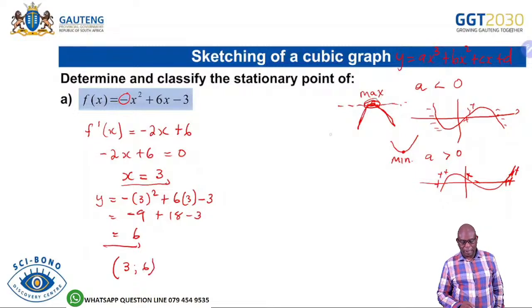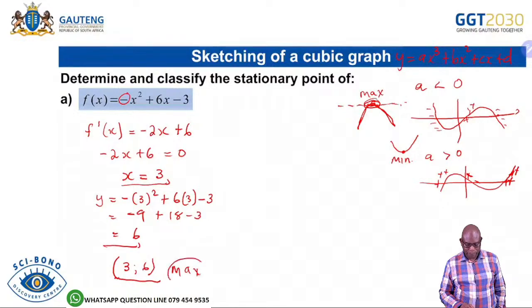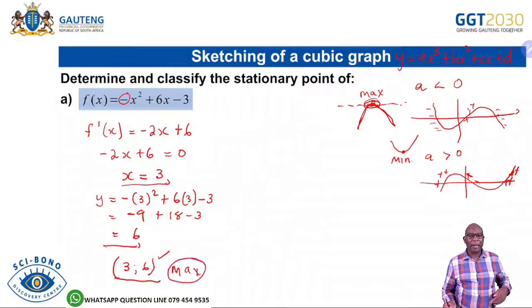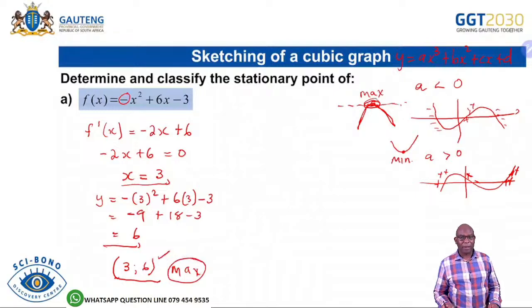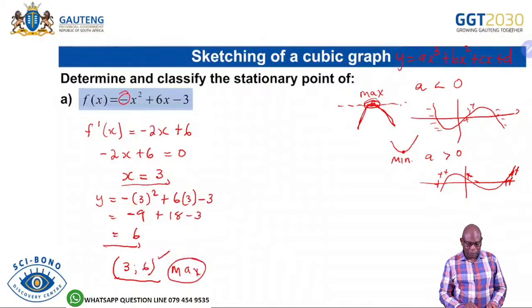So in other words, the graph there will have its maximum at (3, 6). Okay. So which means, why am I saying the maximum? Because the graph is facing downward, and the graph is facing downwards, the maximum value will be there. Okay.